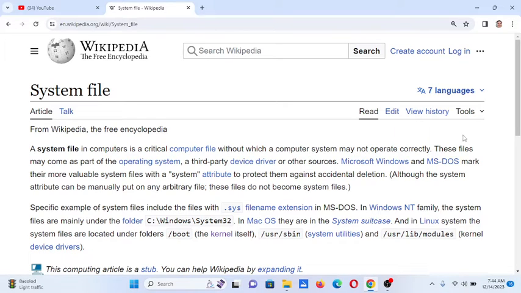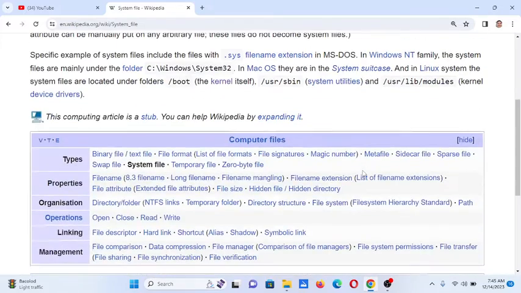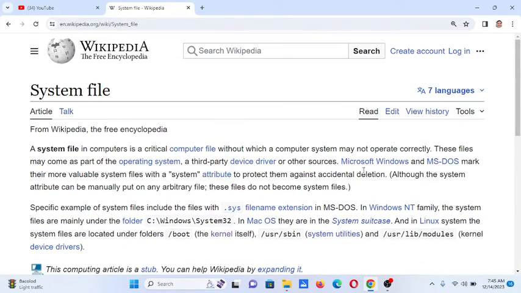In the Windows NT family, the system files are mainly under the folder C:\Windows\System32. In macOS, they are in the System suitcase, and in Linux systems, the system files are located under the folders /boot for the kernel itself, /usr/bin for system utilities, and /usr/lib/modules for kernel device drivers.